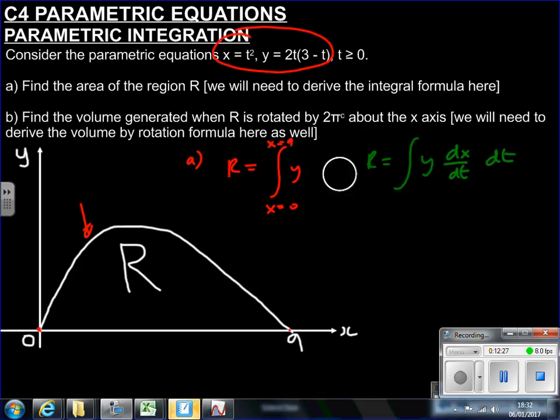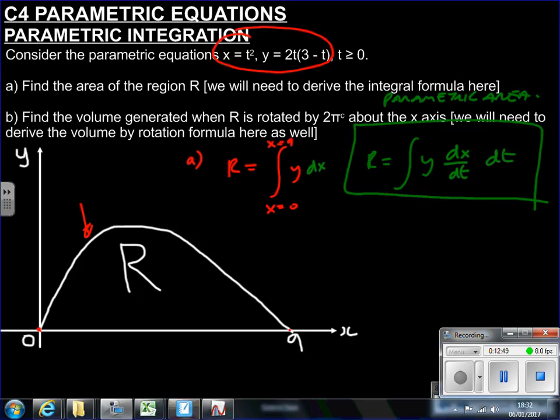It doesn't make any sense. You start from the original, don't you? And then you can add that dt by dt on, so it cancels, so nothing's changed. You see, you're still integrating y. So this is our parametric area formula.